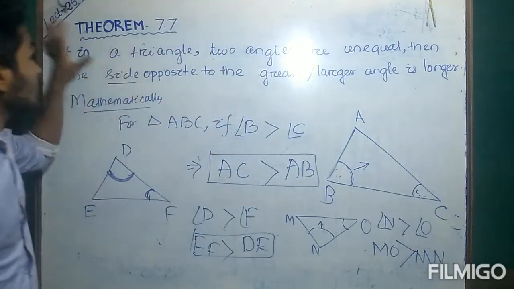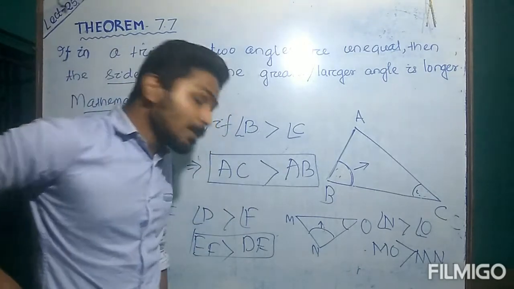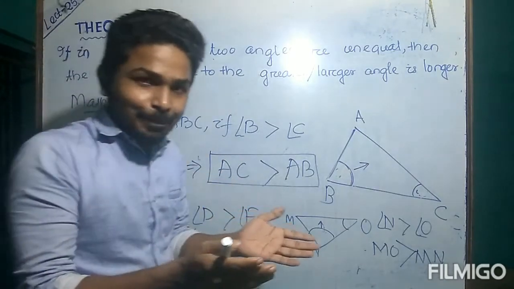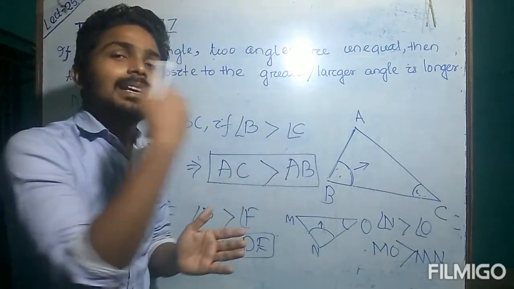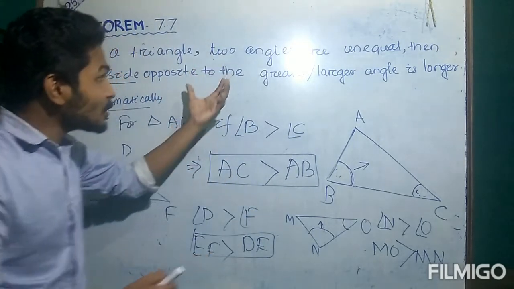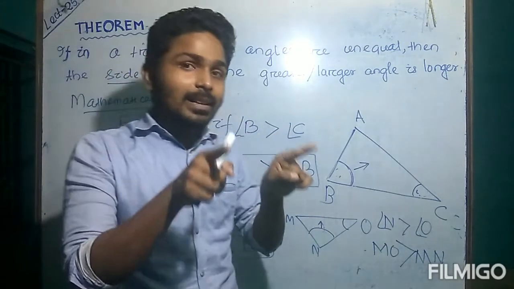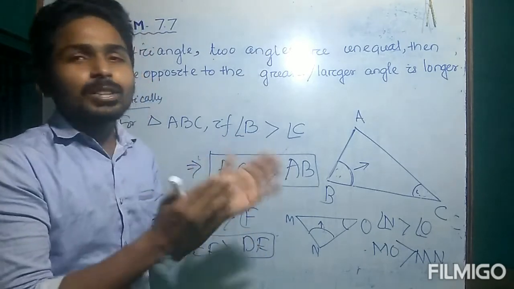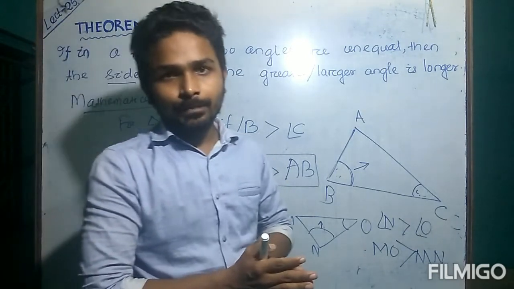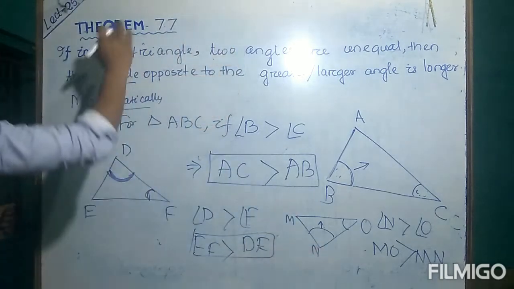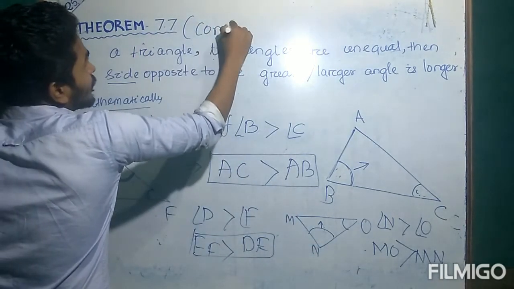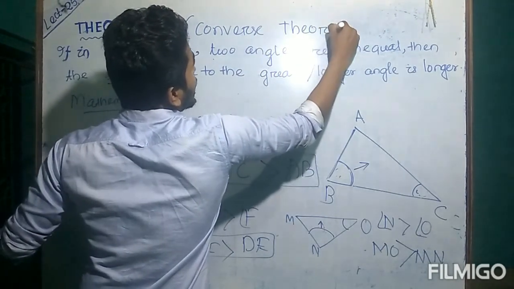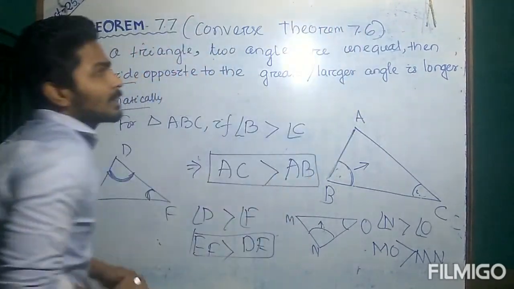So this is all about theorem 7.7. In theorem 7.6, we discussed that if in a triangle any two sides are unequal, then the opposite angle of the larger side is larger. Similarly, in this theorem, we have discussed that if in a triangle two angles are unequal, then the opposite side of the larger angle will be longer. That means the two theorems are converses of each other. That is why theorem 7.7 is also known as the converse of theorem 7.6. Understood?